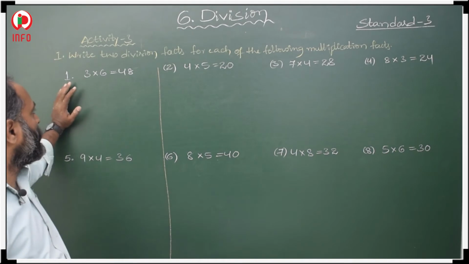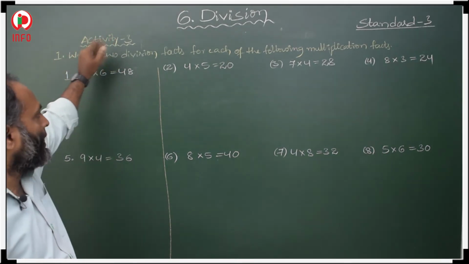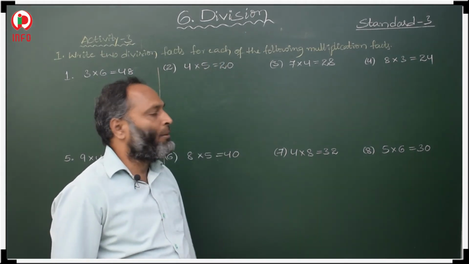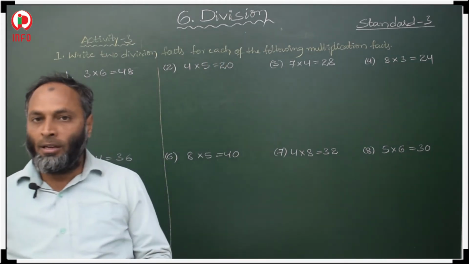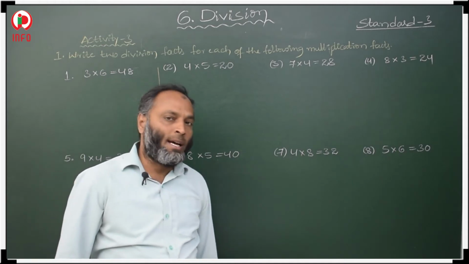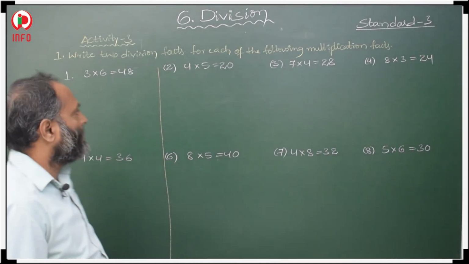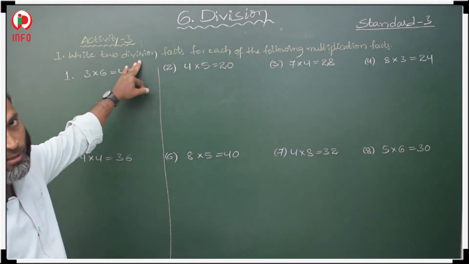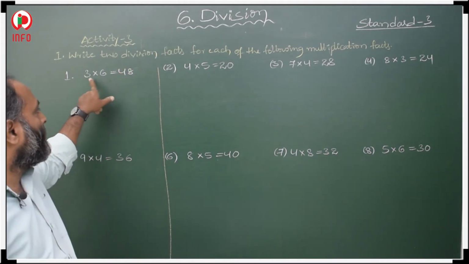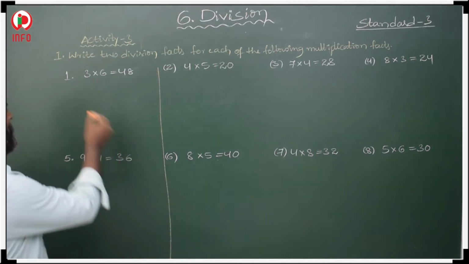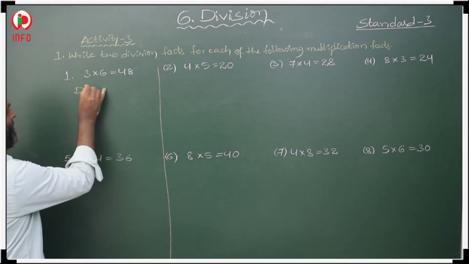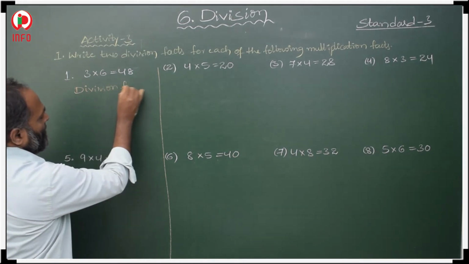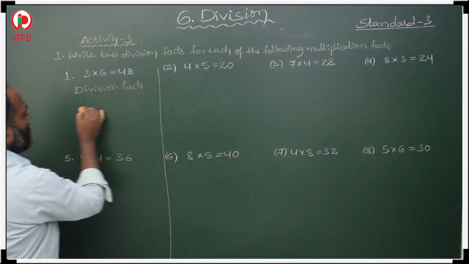Now students, see here. In these questions, what is he asking in activity 3? Write 2 division facts for each of the following multiplication facts. Multiplication facts are given, so he is asking for division facts, not multiplication facts. So write the division facts here. Total how many facts do we have?